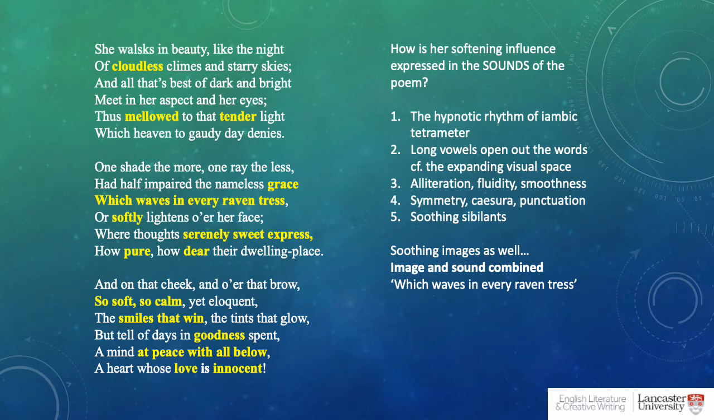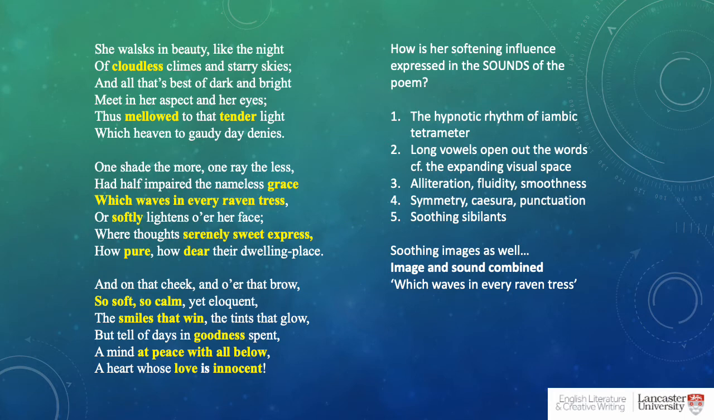The next thing to look at in those lines and throughout the poem are these long vowels, which open the words out into expansive sound spaces in much the way we're opened up into the night, the climes, the starry skies. The fact that they keep shifting from different vowels to different vowels stretches the mouth and the sounds in different directions. Cloudless climes and starry skies, and so on, all the way through the poem.